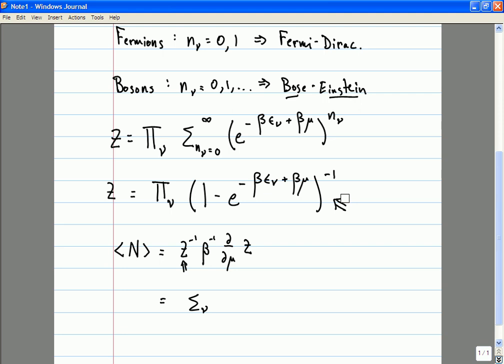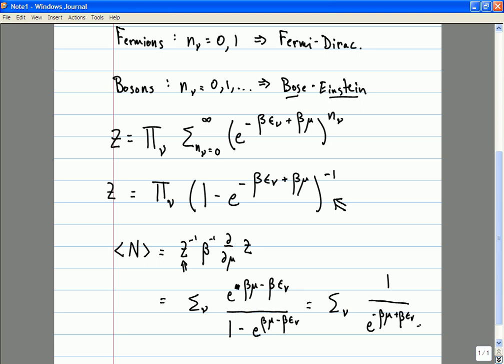We get the sum over nu of e to the beta mu minus beta epsilon nu divided by 1 minus e to the beta mu minus beta epsilon nu, or the sum over nu of 1 divided by e to the minus beta mu plus beta epsilon nu minus 1.